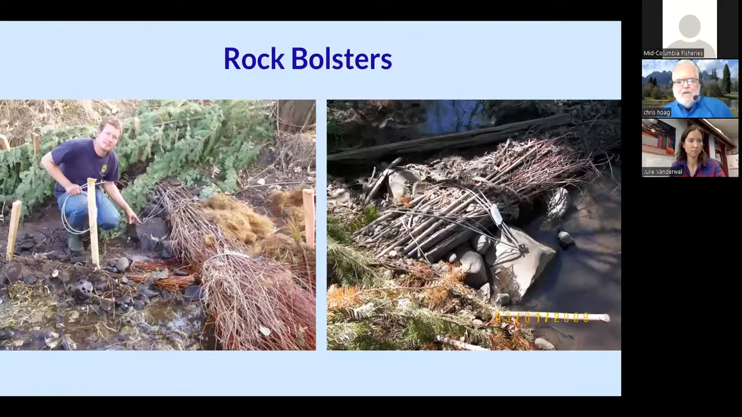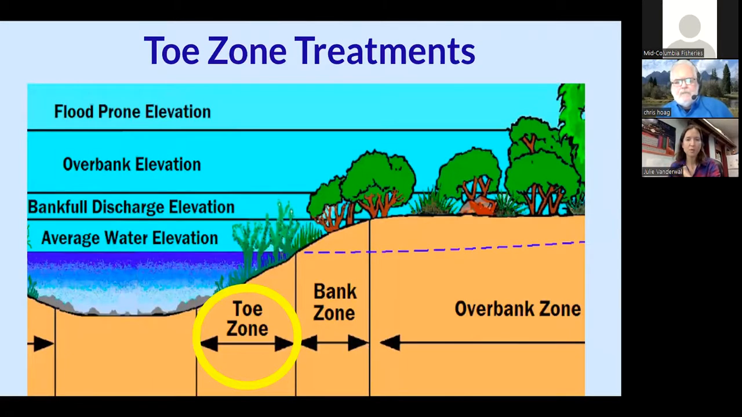Here's one with the rock bolster actually in use. We utilized the size of the boulders for this particular stream, and these happen to be brush spurs, but we tied the brush spurs to the rock to keep it there since we couldn't pound in any stakes or anything like that. Next slide.